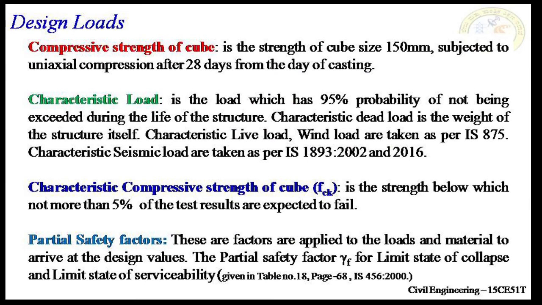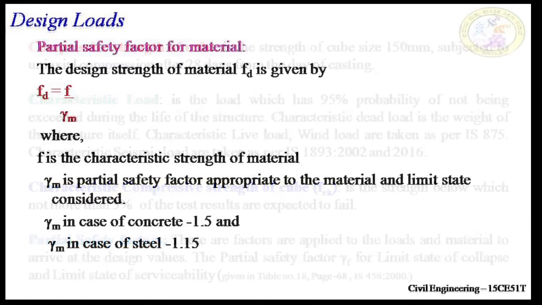Lastly, coming to the design loads, characteristic load, and characteristic compressive strength of the cube. These three definitions are taken from the code book IS 456-2000. Apart from this, we have partial safety factor. These are the factors which are applied to the loads and materials to arrive at the design value. The partial safety factor for limit state of collapse and limit state of serviceability is also given in IS 456.